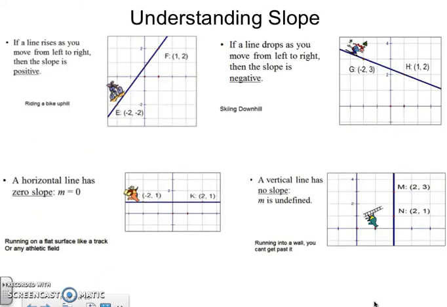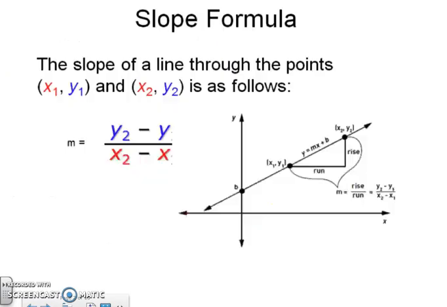Okay, so we need to understand slope because we're going to be dealing with slope. So again, if you've got a positive slope, it's going uphill. If the line is dropping, if this little skier is going down the slope, you've got a negative slope. A slope of 0 is a horizontal line, and then the slope of up and down will be undefined. Okay, so just a quick review about slope.